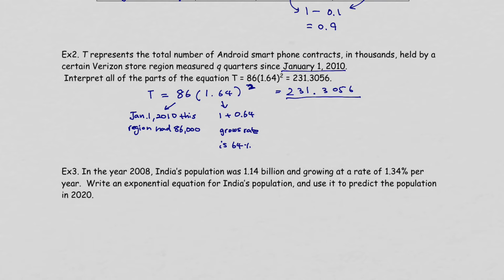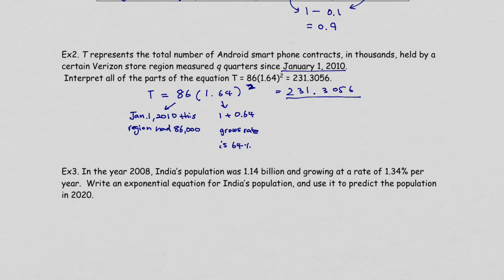So with that in mind, if we're looking at example 3, this time, this is the year started, and that was the measured population in India, right? In 2008, and the rate is 1.34% per year. They want you to create an exponential equation, so they are mentioning this is exponential, right? And also, once you create the exponential equation, they want you to predict the population in 2020, right?